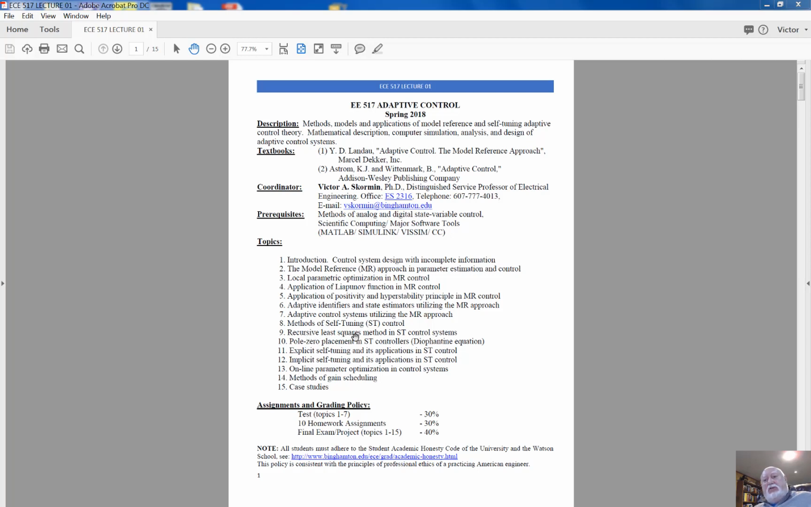I will show you recursive least square method procedure as applied to self-tuning systems. We will discuss pole placement design. We will talk about Diophantine equation. We will talk about explicit self-tuning and implicit self-tuning. We will talk about parameter optimization in control systems. I will discuss a little bit of gain scheduling, which is a very straightforward technique used by high-tech companies. And of course, we will be discussing various case studies.